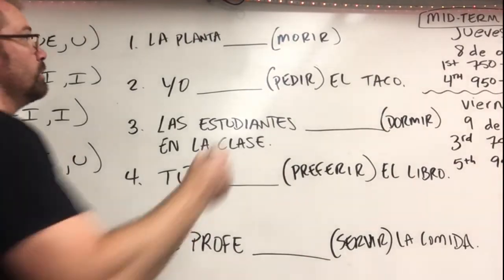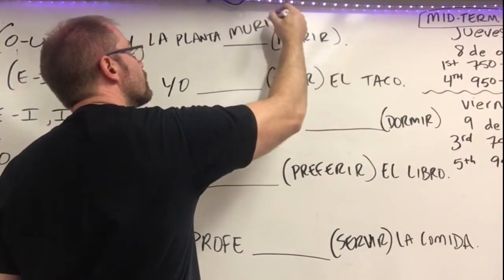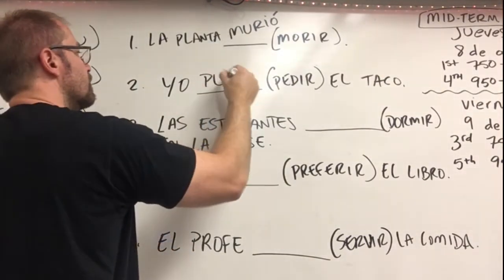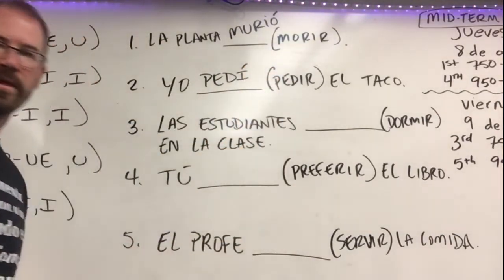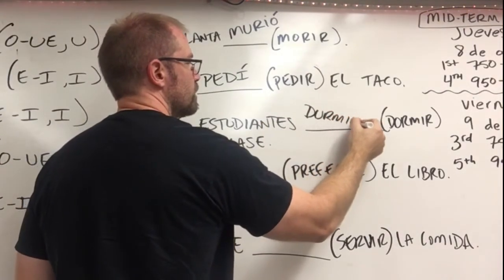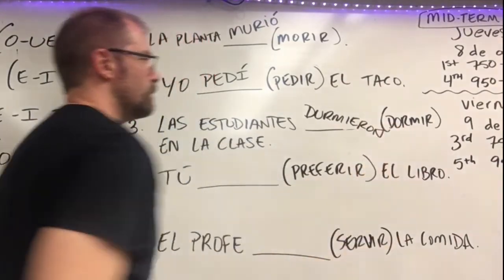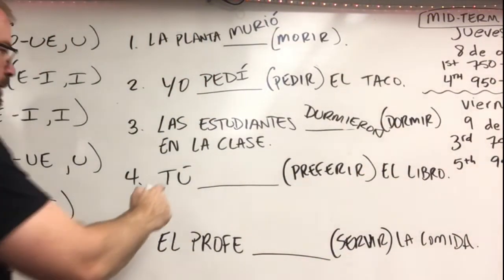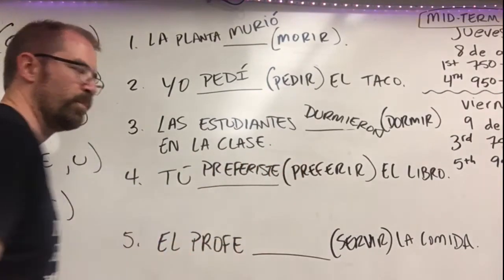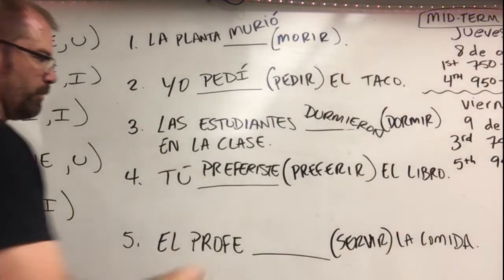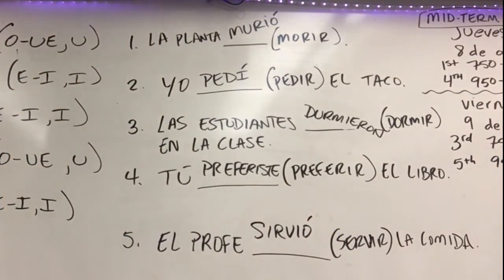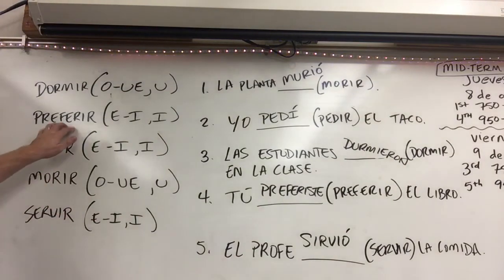Okay, here we go. The answer for number 1 will be murió, la planta murió, the plant died. Número 2, yo pedí el taco, I ordered the taco. Number 3, las estudiantes durmieron en la clase, so the students slept in the class. Number 4, preferiste el libro, and then 5 will be el profe sirvió la comida.